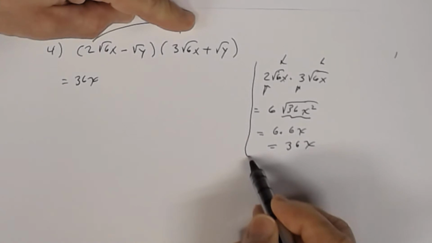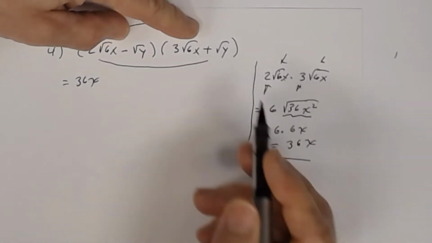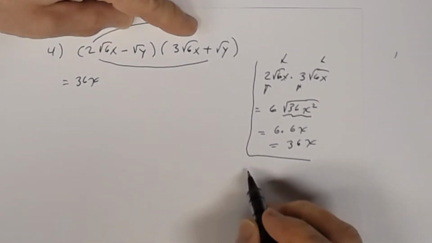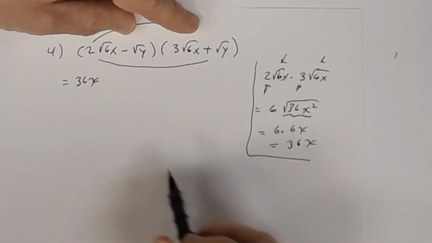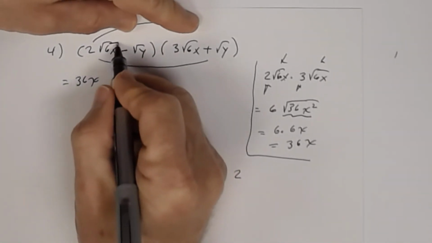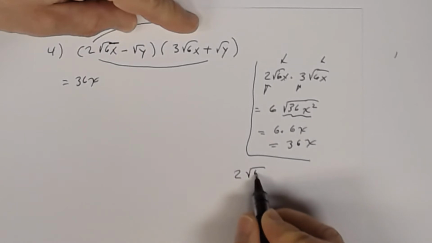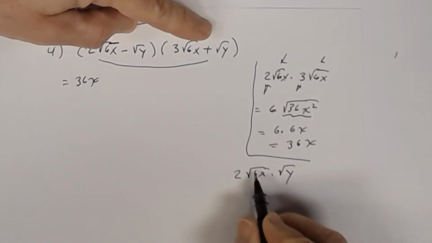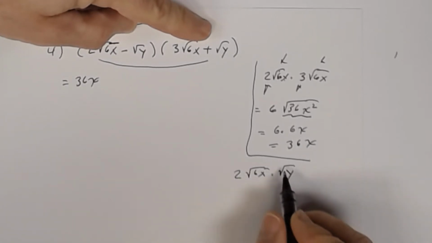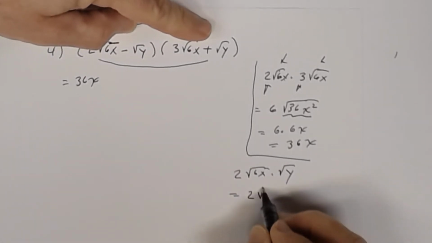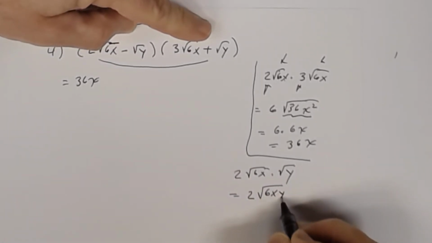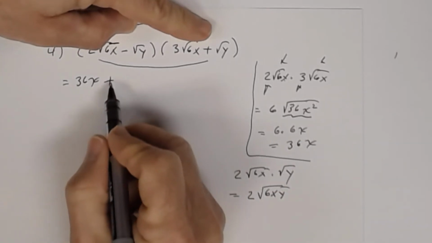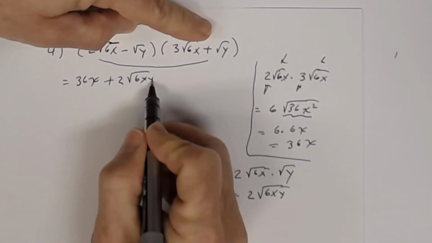Okay? The outer, again, be careful. The outer, I'm going to put that here. The outer, you have 2 square root of 6x times the square root of y. Well, remember when you multiply radicals and the indices are the same, the product property for radicals says I can multiply the radicands together. So it becomes the square root of 2, 6xy, just like this. So that's your outer, plus 2 square root of 6xy.